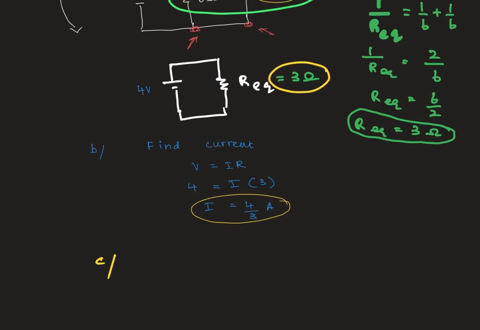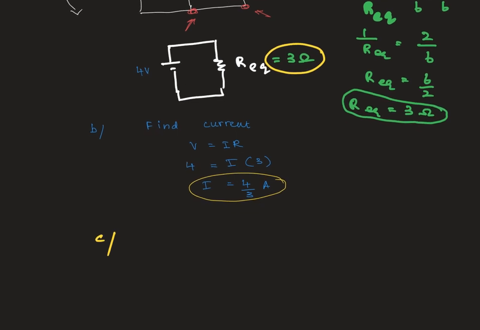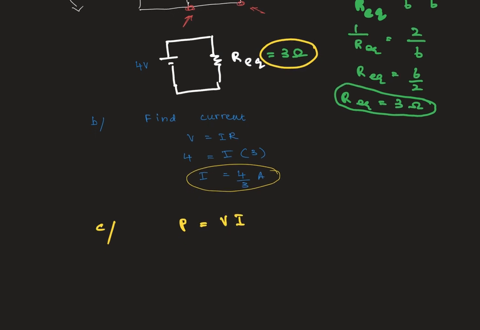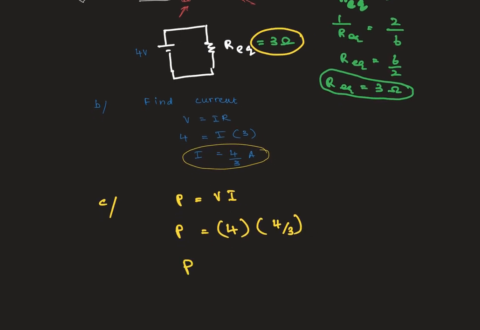And part C asks the power dissipation across the battery, and we learned power in 3 different ways, and I'm using the easiest. P equals VI, where V is the voltage, and I is 4 divided by 3, and the final answer for power is 16 divided by 3 watts. I mean, if you want to simplify it, you can do that.